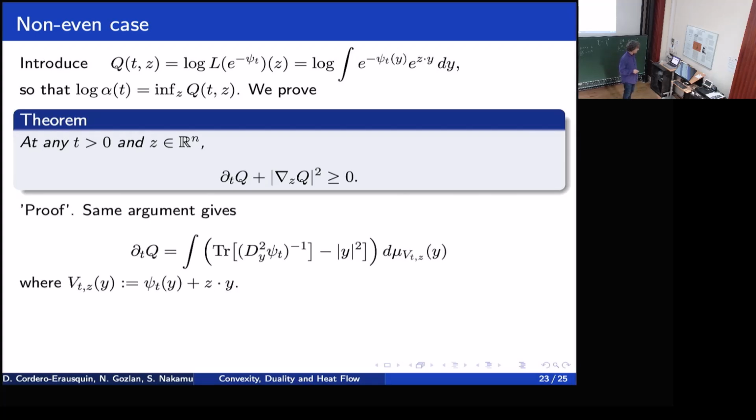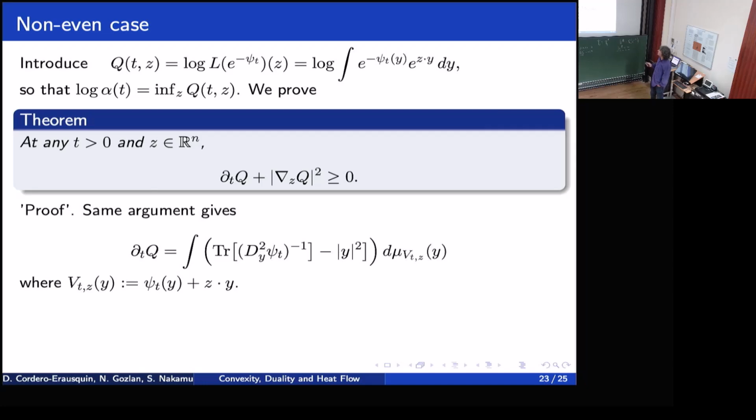Okay? So how do you prove that? Well, the proof is essentially the same as the one I gave you. You take the derivative of this. Of course, the t is only here. So the derivative is again this trace of the Hessian of psi t minus 1 minus y squared.